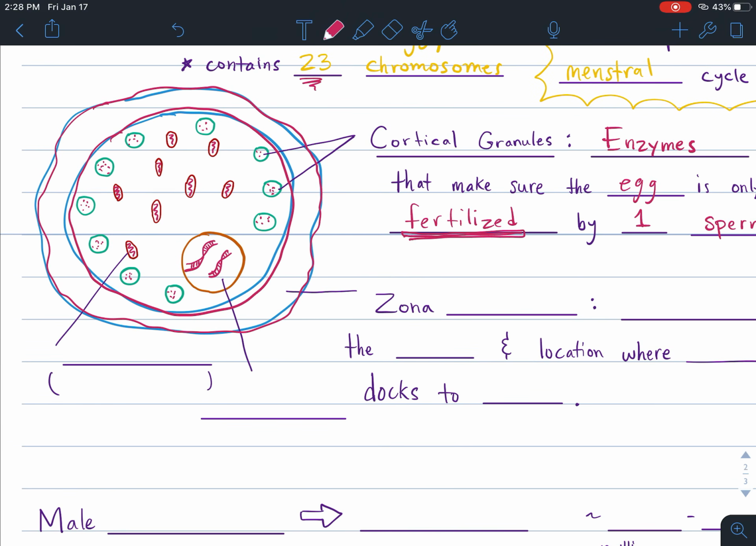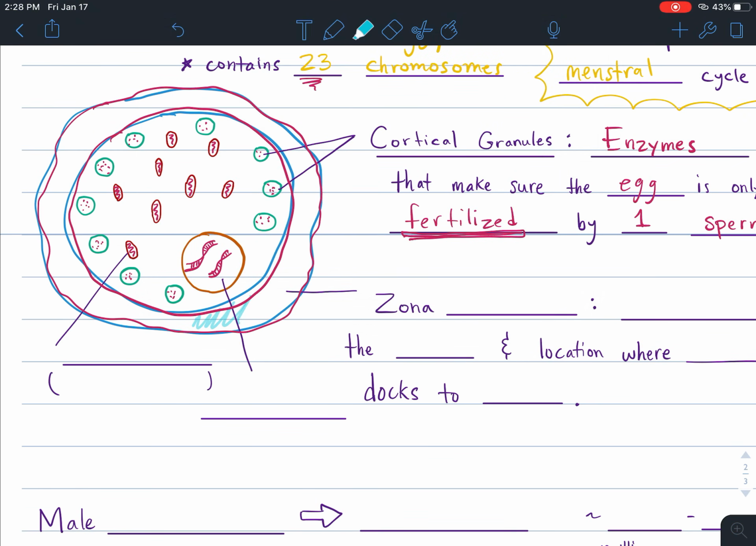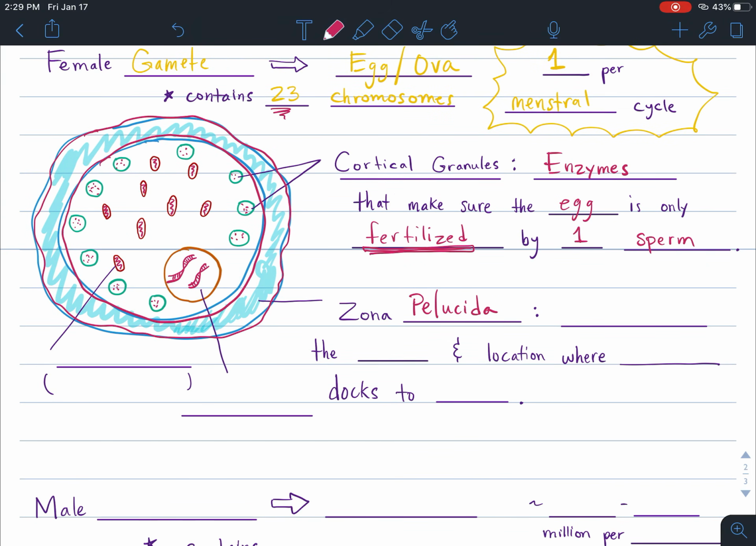All right, this kind of gel layer here on the outside, let's see if I were to color it in here. It goes all the way around the egg, and this actually helps protect the egg. So there's the gel outside, and this is called the Zona Pellucida. The Zona Pellucida is the thing that protects the egg.